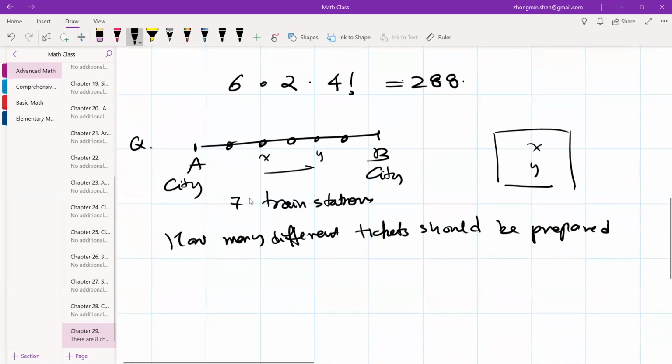So you can go from here to here. Okay, so you want to print how many different types of tickets. And the assumption is that between 2 cities, as long as there are 2 city names on the 1 ticket, then you can go back and forth, doesn't matter.